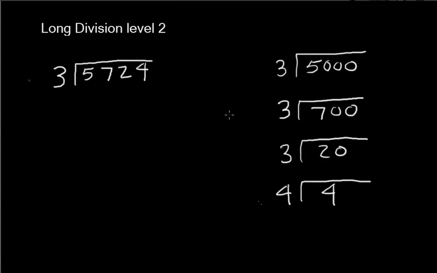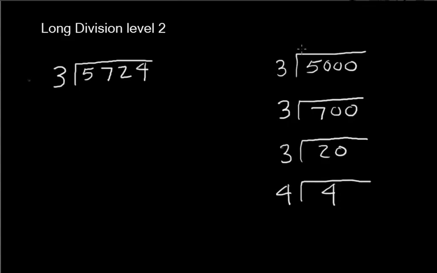I set up the problem like in the prior lesson where you can see that we're dividing 3 into 5,000, we're dividing 3 into 700, and we're going to divide 3 into 20 and 3 into 4. But you'll see it doesn't work out the same as in the first problem because 3 is not a factor of all of these numbers. So let's just do the step-by-step process, and we'll see how it goes.